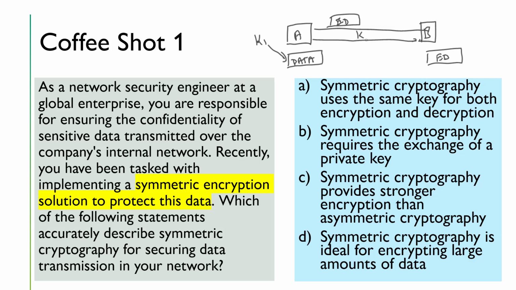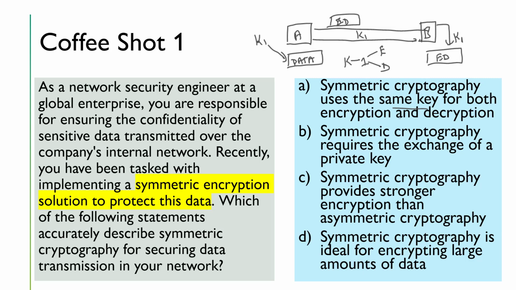That's the biggest concern. So he sends the key one and he applies the same key by which he decrypts the data. So we are using the same key to encrypt the data and decrypt the data. So the question is saying that a symmetric encryption solution protects this data. So the option is, symmetric cryptography uses the same key for both encryption and decryption, which makes sense.